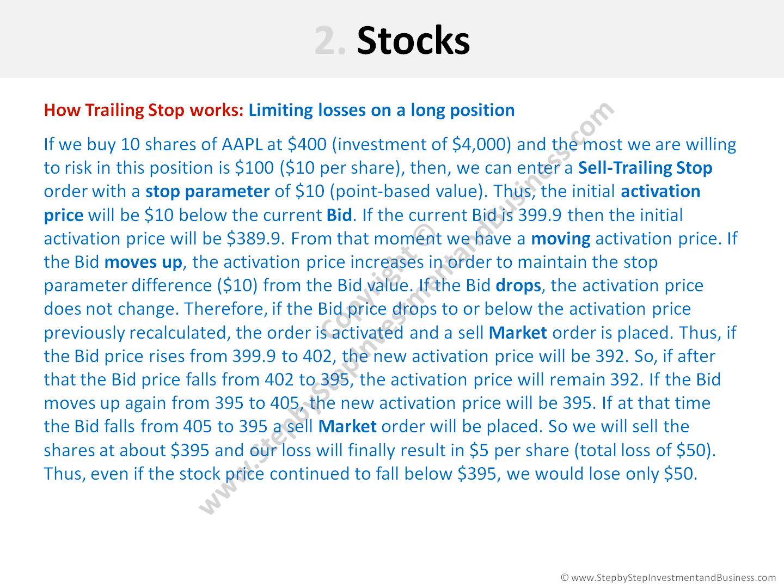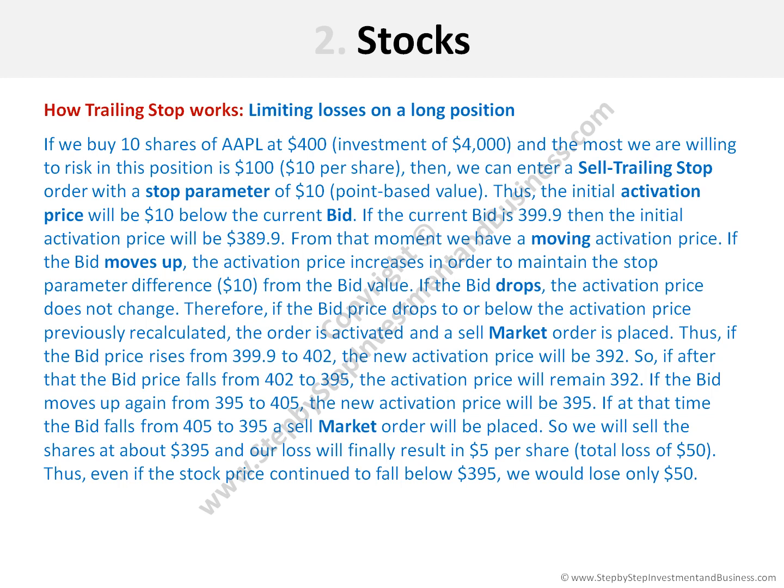Thus, if the bid price rises from $399.9 to $402, the new activation price will be $392. So, if after that the bid price falls from $402 to $395, the activation price will remain $392. If the bid moves up again from $395 to $405, the new activation price will be $395 in order to maintain the difference of $10 we entered.